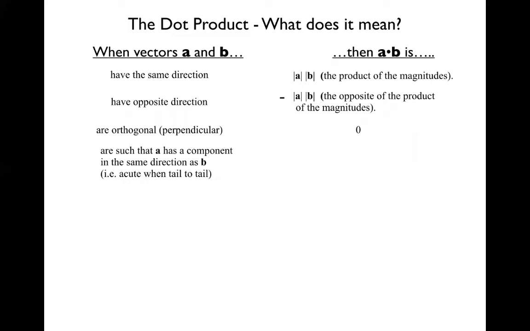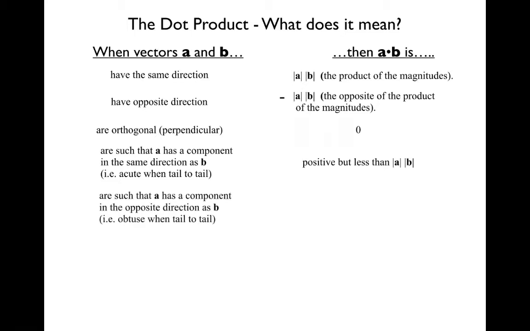If the vectors are such that A has a component in the same direction as B, or in other words, there's an acute angle, then it's positive, but less than the product of the magnitudes. And when they're obtuse, so A has a component in the opposite direction of B, it's negative, but less negative than the opposite of the product of the magnitudes.